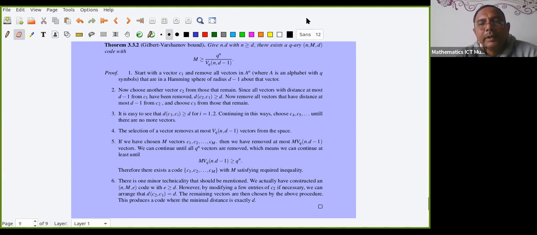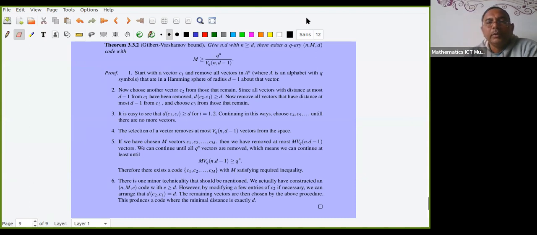For that, we start with one vector. Take any vector. It is not a code word or anything, just one vector c1. Some distance d is given. So you can construct a ball around c1 with distance d minus 1, which contains all the vectors at a distance of at most d minus 1. Keep c1 with you and remove all of them. So c1 is kept and these are removed.